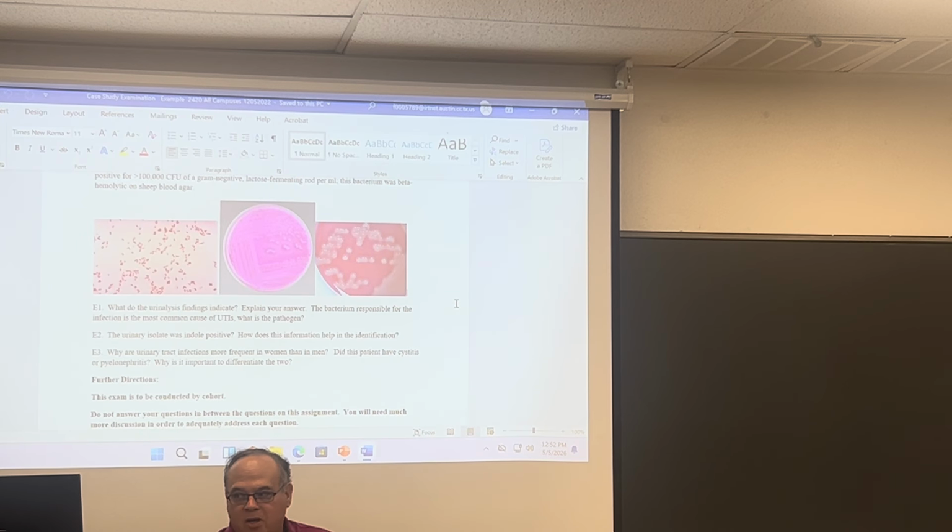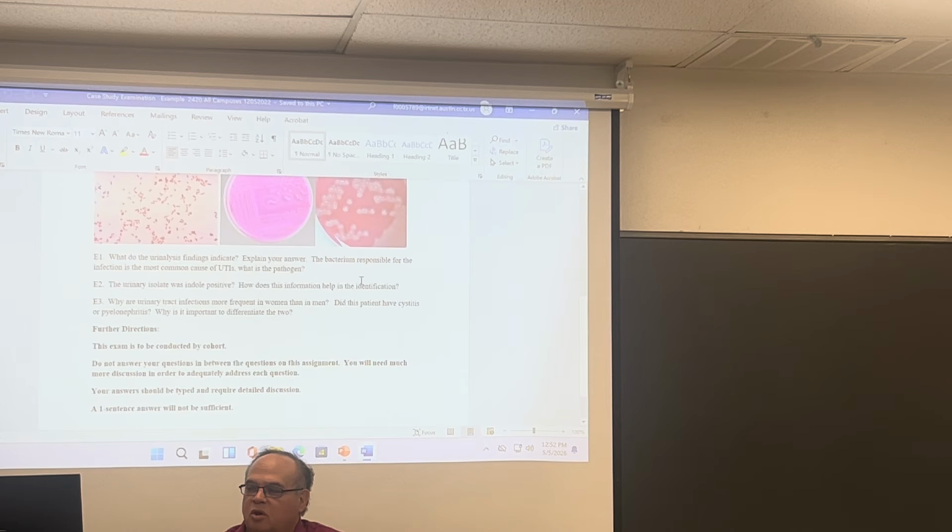Okay? So, the bacterium responsible for the infection is the most common cause of UTIs. What's a pathogen? Easy. The urinary isolate was indole positive. How does this information help you with identification? Now you have to rely on lab. And I said this several times in lab, indole is a very powerful tool, especially for E. coli, because 99.9% of all E. coli are indole positive. Okay?